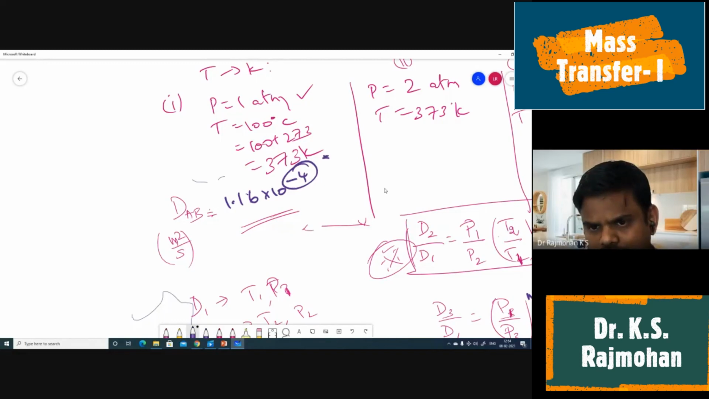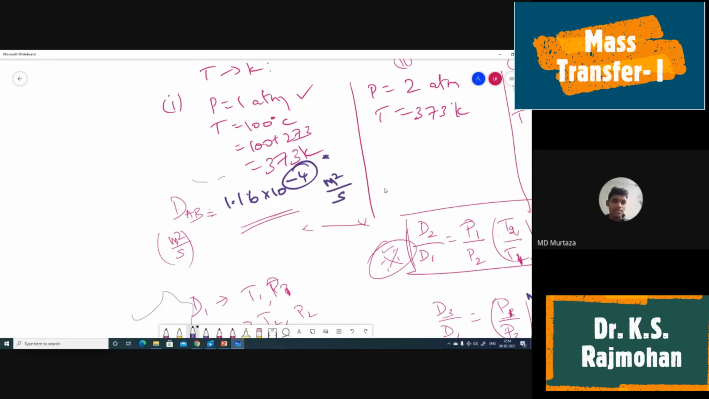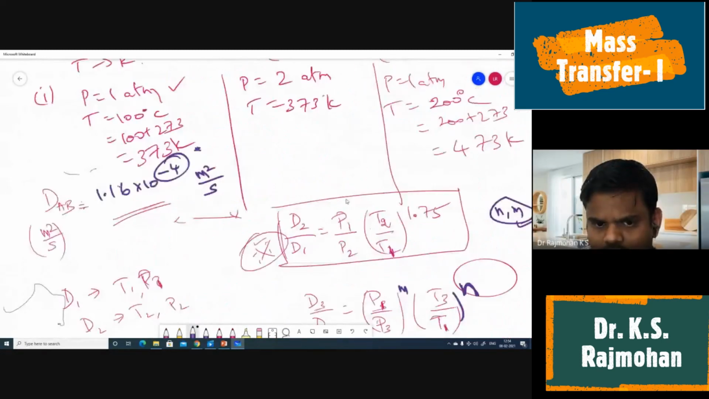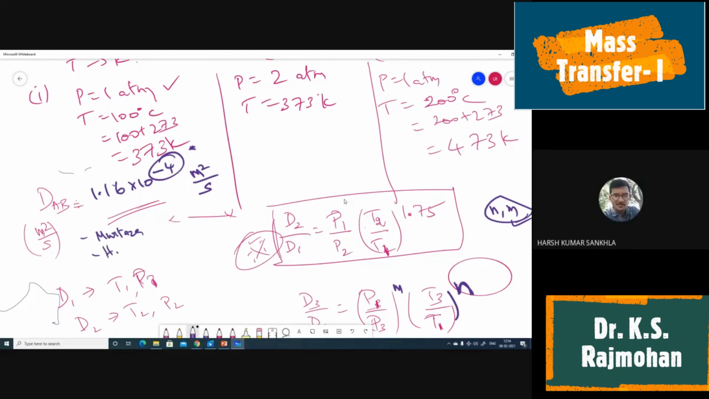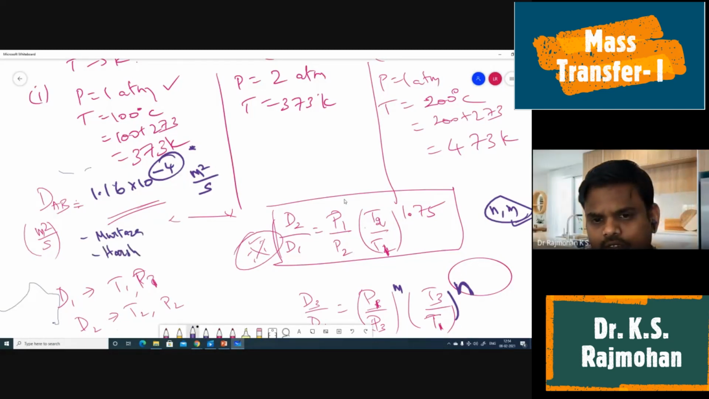Okay, you can check it. Yes, sir, the unit is the same: meter square per second. Okay, it was like that only. Same way, who told the answer? Murtaza, sir. And Harsh. Good. Second case, somebody give a chance to others.